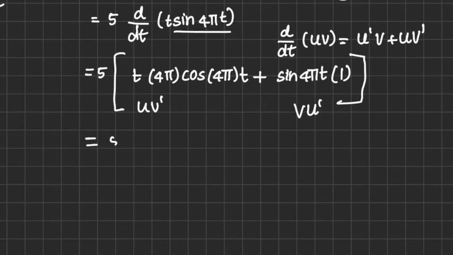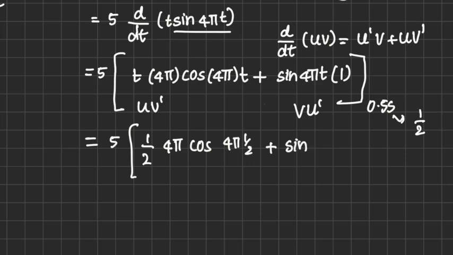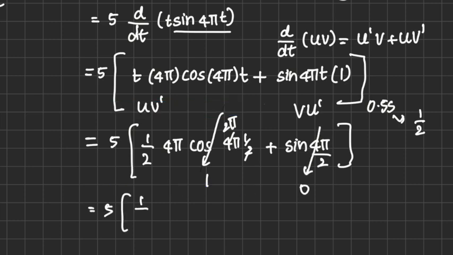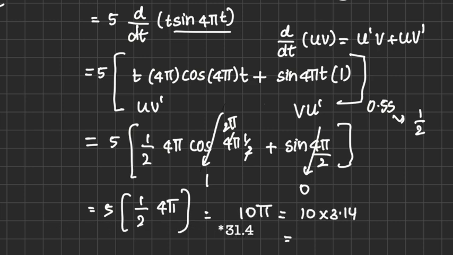Essentially this comes to 5 into, and I have to apply this for 0.5 seconds, which is nothing but 1 by 2. Now this becomes simple: 4 pi into cos 4 pi by 2, plus sine 4 pi by 2. That's it. So this becomes cos 2 pi, and cos 2 pi becomes 1. Sine 2 pi becomes 0. So it's only 5 into 4 pi, which is nothing but 20 pi. That is 10 into 3.14, which is 314 milliamperes.